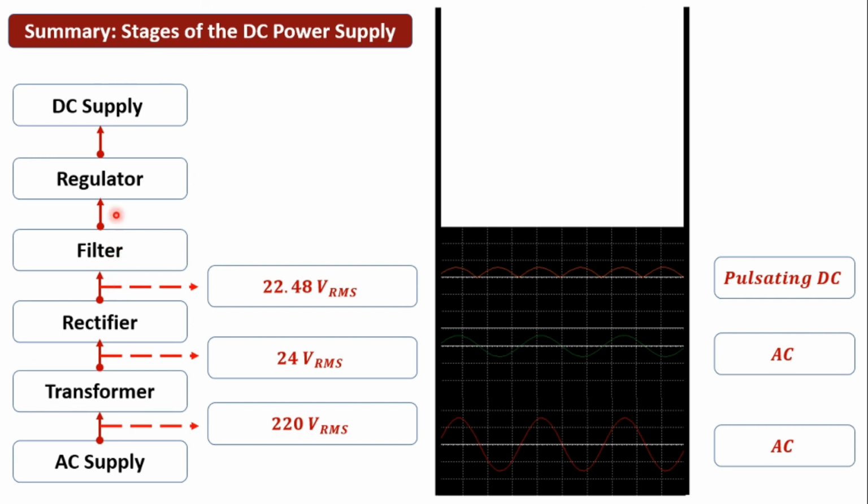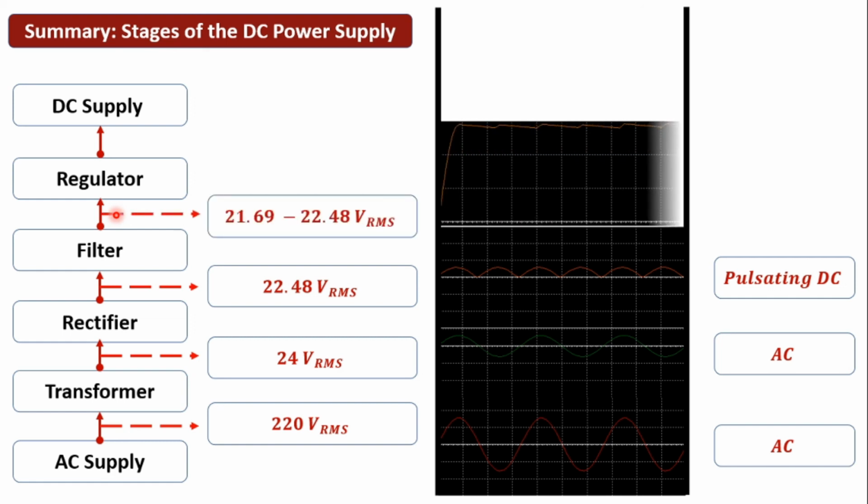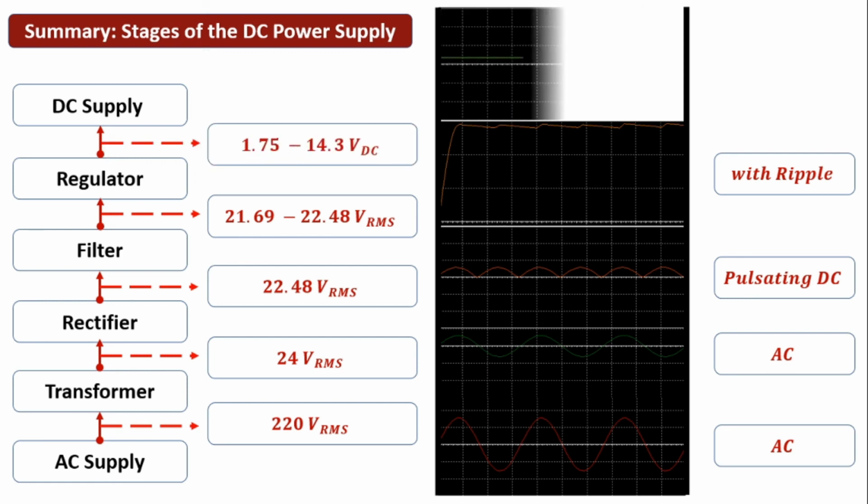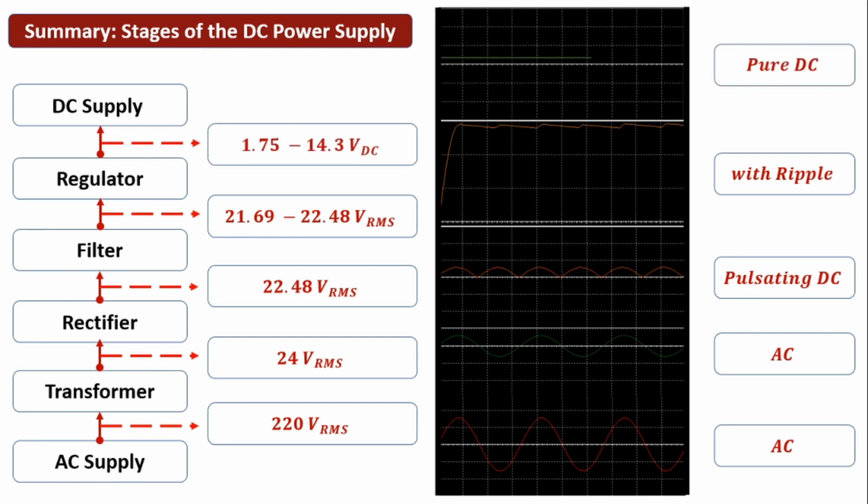The output of the filter, which will serve as input to the regulator, has a ripple with maximum and minimum values of 22.48 volts and 21.69 volts respectively. Lastly, the output of the regulator is a variable or can be changed DC voltage between the values of 1.75 to 14.3 volts direct current, where we can now connect our direct current loads such as rechargeable batteries.